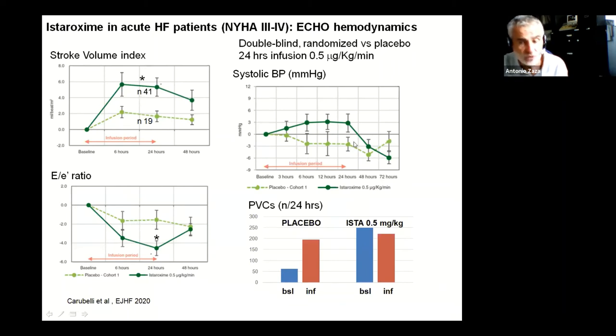These effects were not due to changes in afterload because blood pressure didn't change significantly during the infusion period. And most importantly, it was not associated with any proarrhythmic effect. Here, for simplicity, I only show you the number of PVCs in the 24 hours. This is from baseline to infusion in placebo, and this is from baseline to infusion in istaroxime. If anything, there is a slight decrease in the incidence of PVCs, certainly not an increase. So istaroxime blocks the sodium potassium pump, which per se has a proarrhythmic effect, but still was able to have a hemodynamic effect without increasing arrhythmias. I think this is very significant.